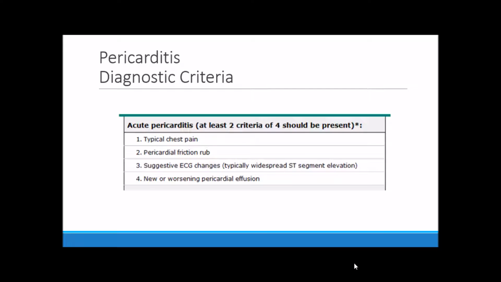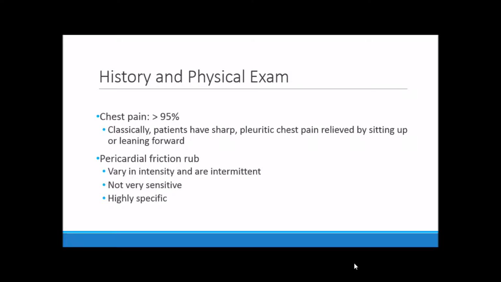So these are the diagnostic criteria for pericarditis. You need 2 out of 4. This is right out of UpToDate. Chest pain, rub, EKG changes that are suggestive, and new or worsening pericardial effusion. Okay? How good is your history and physical exam?